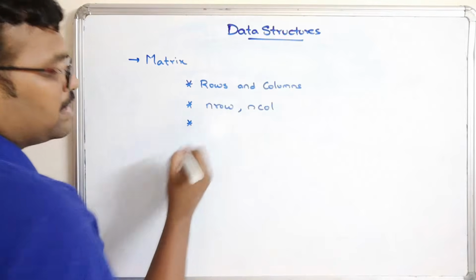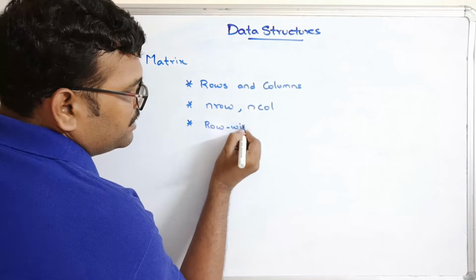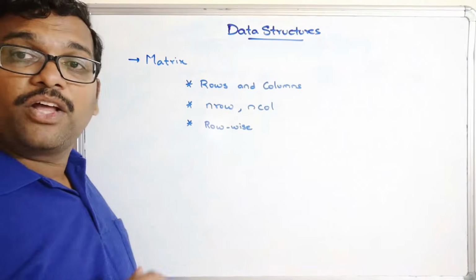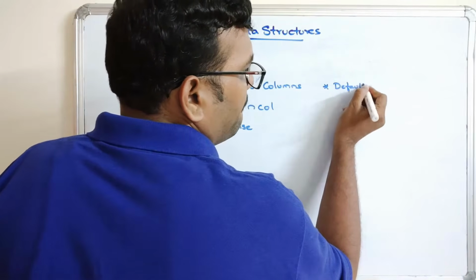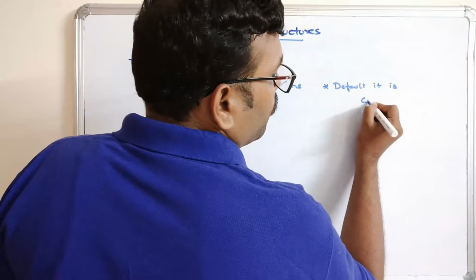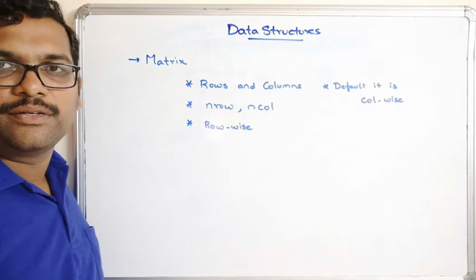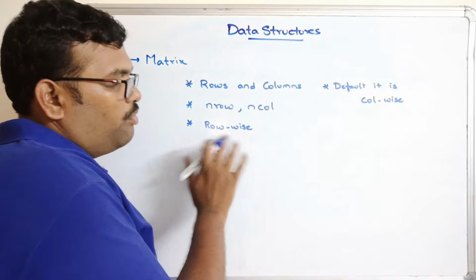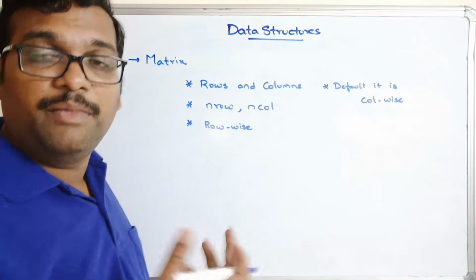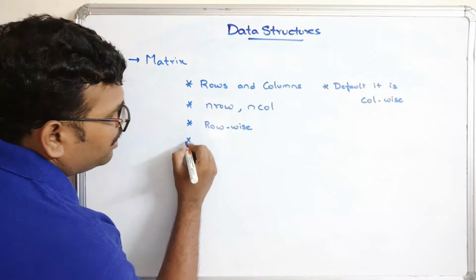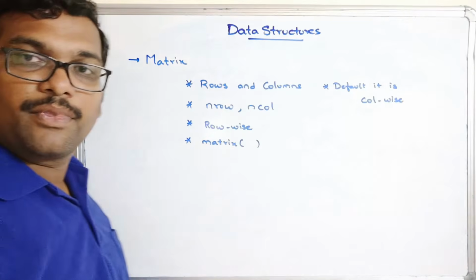And also the third parameter is optional. It is row wise, right? So by default it will be column wise, right? So here I'll write: default, it is column wise. That means whatever elements we are giving will be arranged column wise. If you use the third parameter as row wise, we can arrange the elements row wise. So here we will use the matrix function to create a matrix, right?